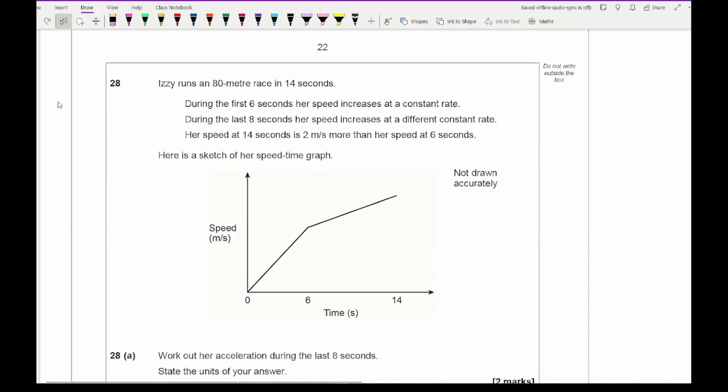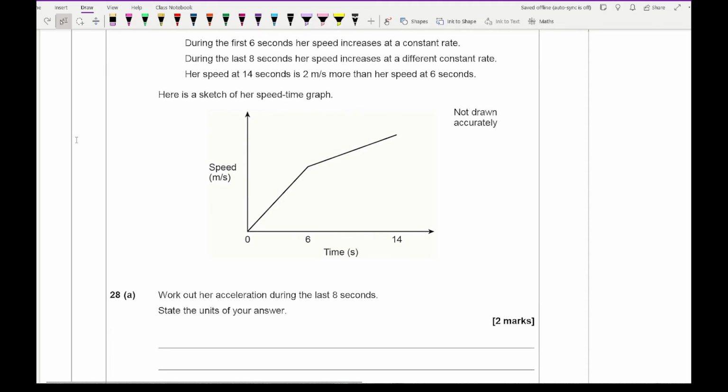Then finally for question 28, the question says that Izzy runs an 80-meter race in 14 seconds. During the first 6 seconds, her speed increases at a constant rate. During the last 8 seconds, her speed increases at a different constant rate. Her speed at 14 seconds is 2 meters per second more than her speed at 6 seconds. And we've got sketched the graph. And the question is asking us to work out the acceleration during the last 8 seconds. State the units of your answer.